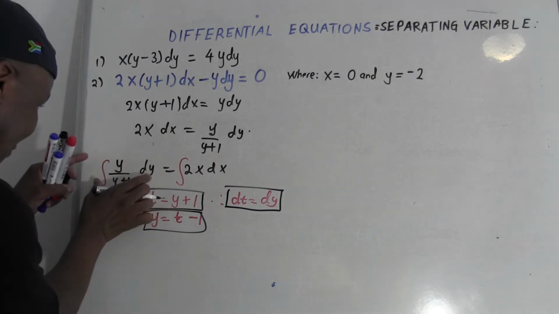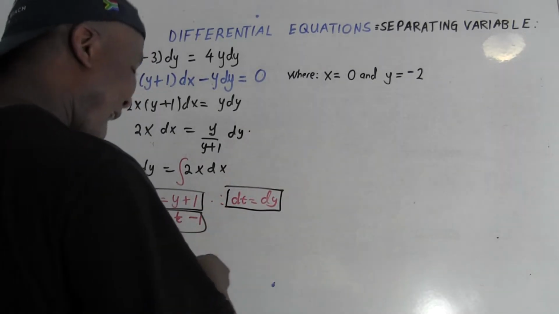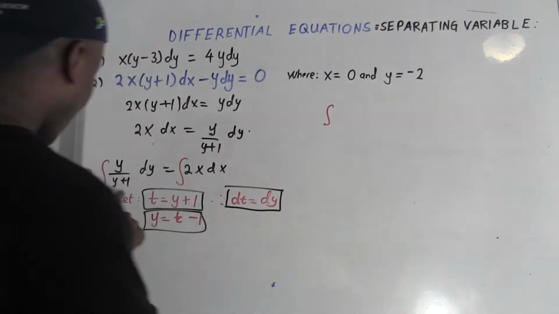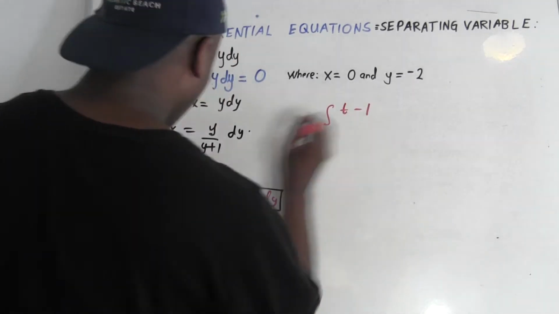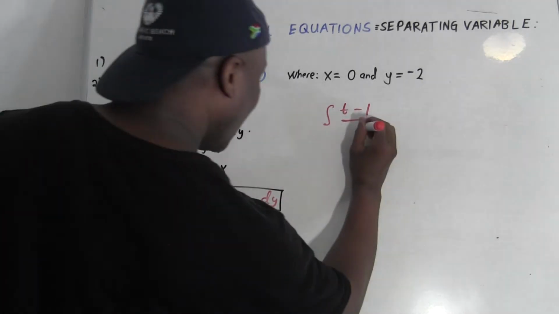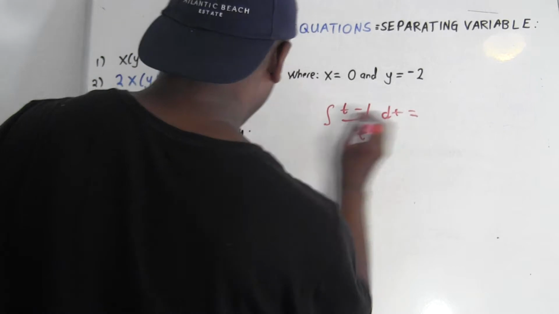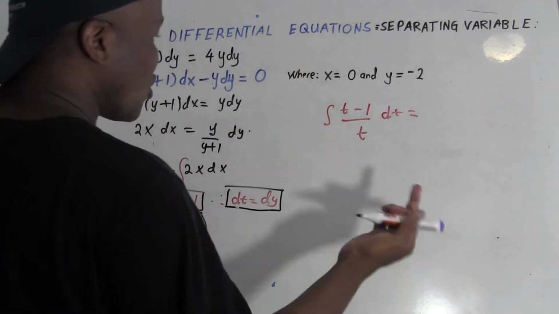So what I'm going to do is substitute all these values into the left hand side. I'm going to say my integral, instead of y, the value of y equal to t minus 1, so t minus 1, and here over y plus 1 equal to t, and then dy equal to dt.